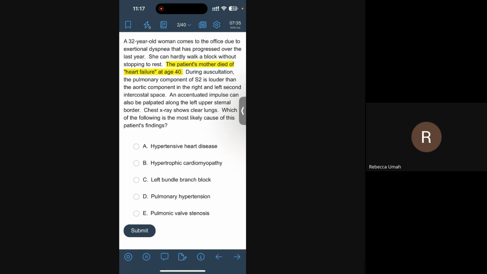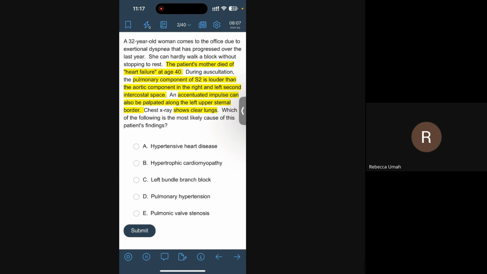During auscultation, the pulmonary component of the S2 is louder than the aortic component in the right and left second intercostal spaces. An accentuated impulse can also be palpated along the left upper sternal border. Chest X-ray shows clear lungs. Which of the following is the most likely cause of this patient's finding?